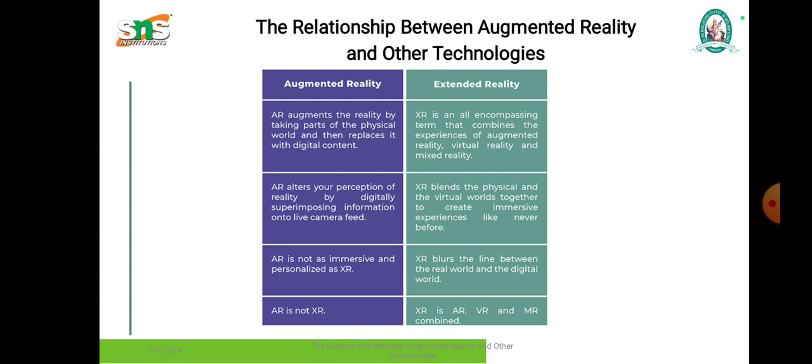And the third point, AR is not as immersive and personalized as XR. But XR blurs the line between the real world and the digital world. And the last point, AR is not XR, but XR includes AR, VR, and MR. When these three technologies are combined, it is called XR. So these are the relationships between augmented reality and extended reality.